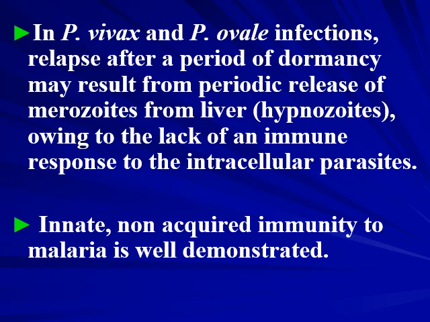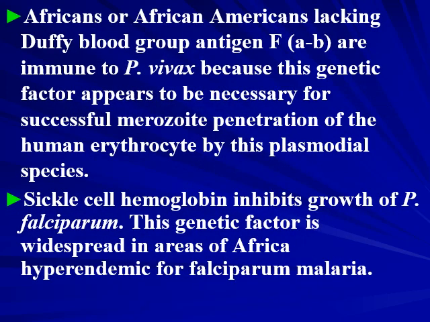Owing to the lack of an immune response to the intracellular parasites. Innate or non-acquired immunity to malaria is well demonstrated. Africans or African Americans lacking Duffy blood group antigen Fy-a and Fy-b are immune to Plasmodium vivax because this genetic factor appears to be necessary for successful merozoite penetration of the human erythrocytes by the Plasmodium species.